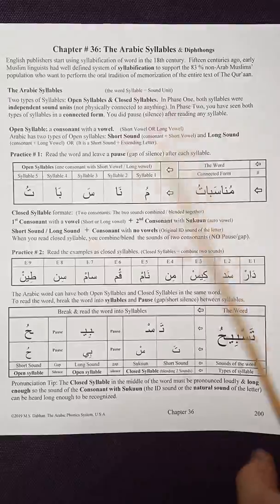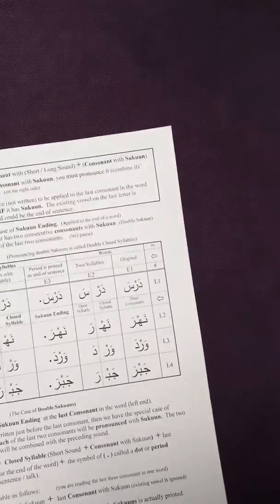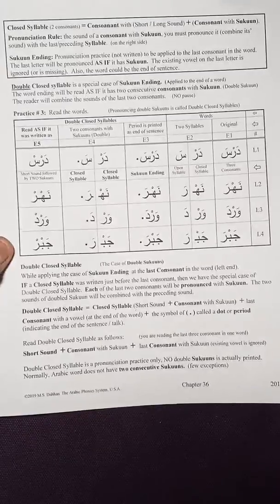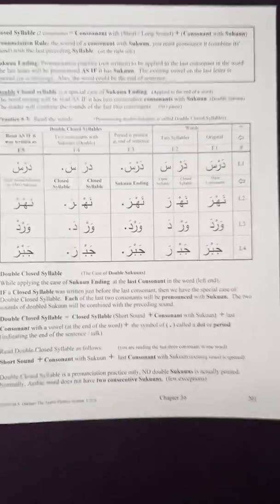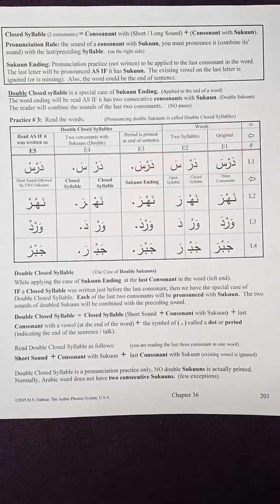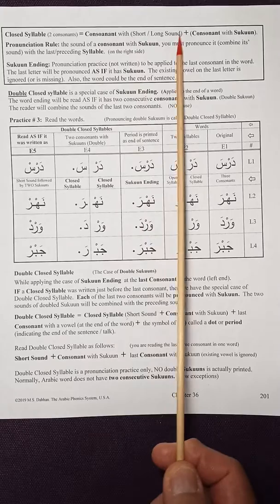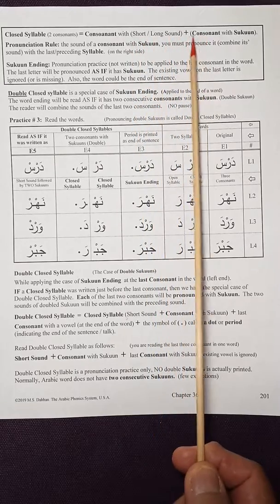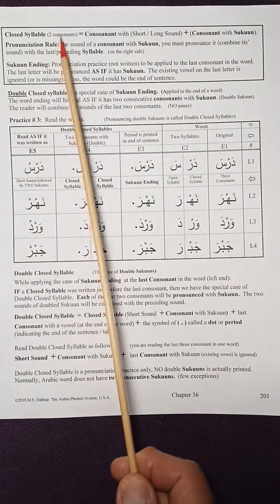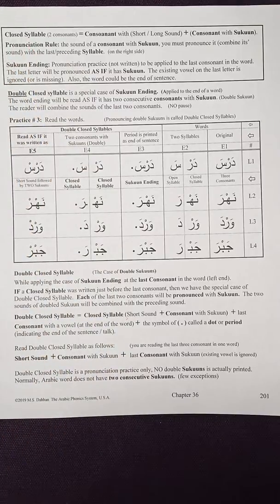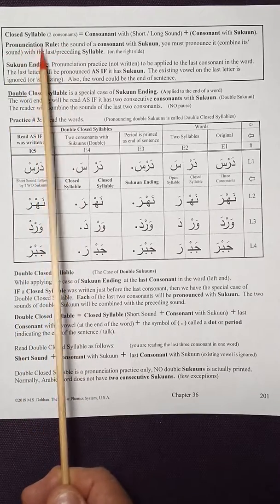All right, we finish with that page. This is page 201. Are you seeing all this? Okay, here we go. As we said, the closed syllable is a consonant with a sound, short or long, then a consonant with sukoon. So it's basically two consonants, right? Okay. A pronunciation rule.